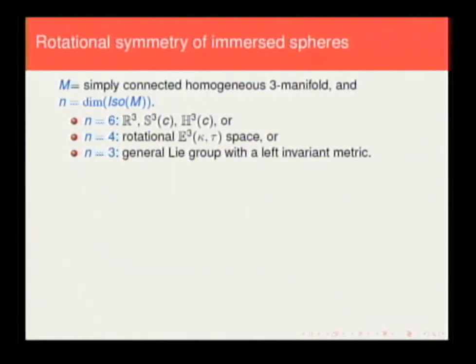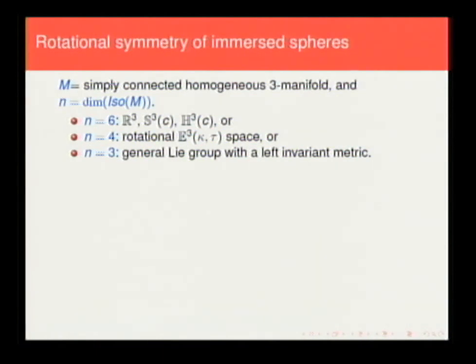Okay, consider for instance M as a simply connected homogeneous three-manifold. It is well known that the dimension of the group of isometries of M can be 6, 4, or 3. In the case the dimension is 6, it's a space form. If the dimension is 4, we have the spaces E(kappa, tau). They were defined by Daniel. And in general, when the dimension is 3, we have a general Lie group with a left invariant metric.